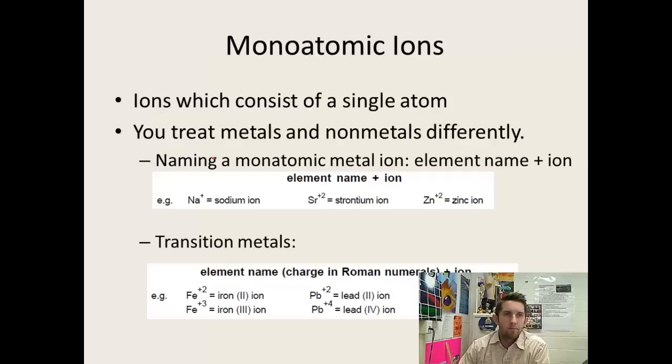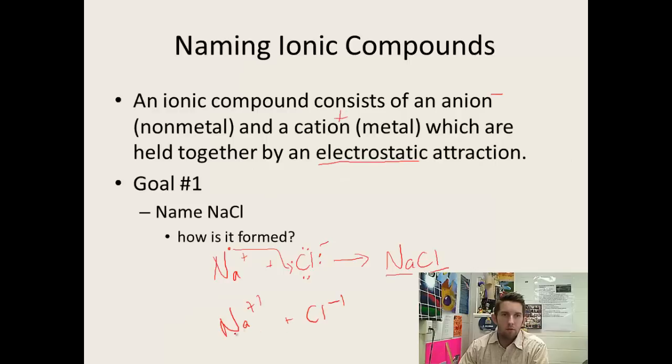Well, look right here. Naming a monoatomic metal ion, all you do is you take the element name, sodium, and add the word ion. So, we have a sodium ion. That's what we formed here. This is a sodium ion.